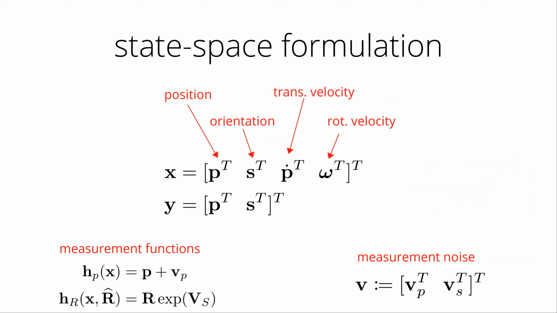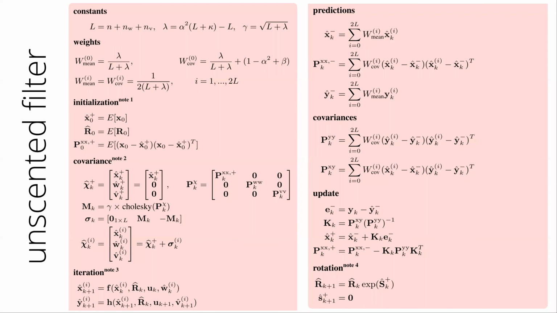We define our measurement of position to be h sub p, which is the true position plus some noise v sub p, and our measurement of rotation to be h sub r, which is the true rotation R times the exponential of some noise v sub s. Then we define our measurement noise vector as V, which consists of the noise in the position and noise in the rotation. Now we can define our unscented filter.